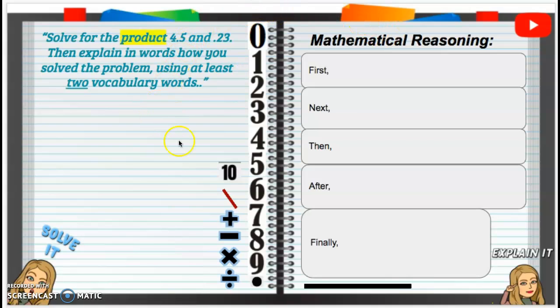So let's multiply 4 and 5/10 and 23/100. So remember, we do not need to line up our decimals because we're multiplying. However, we do need to put them in there, but we will ignore them. So 4 and 5/10, I'll move that over a little bit, times, because we know that word product means we're multiplying, times 23/100.